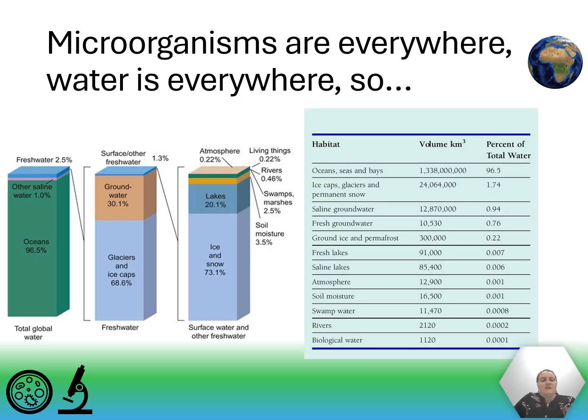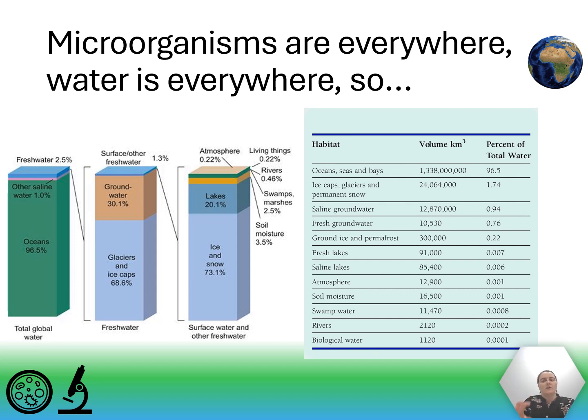So microorganisms are everywhere, water is everywhere, so microorganisms are going to be everywhere, right? If we look at the left side of this screen, the oceans make up the majority of the total global water that we have, and then a very small percent of that is fresh water. And then of that fresh water, we move over to that second little block there. A lot of it's groundwater, a lot of it's glaciers and ice caps, and a very small amount is actually our surface water. And then of that surface water or other fresh water, a lot of that is in ice and snow.